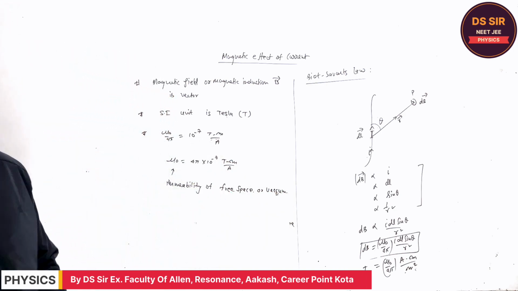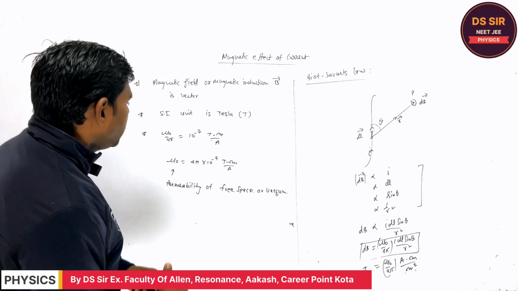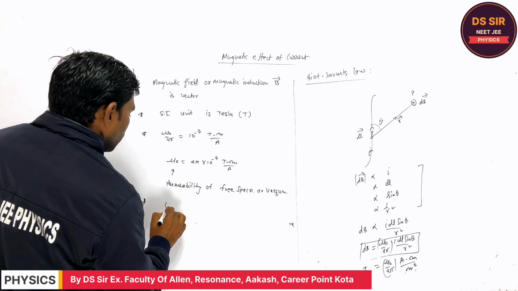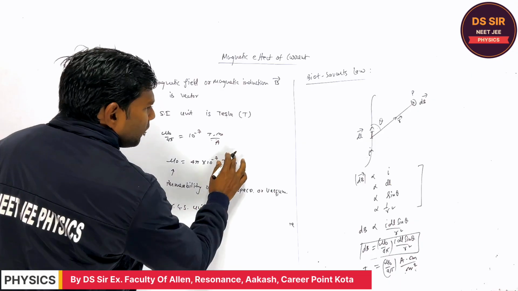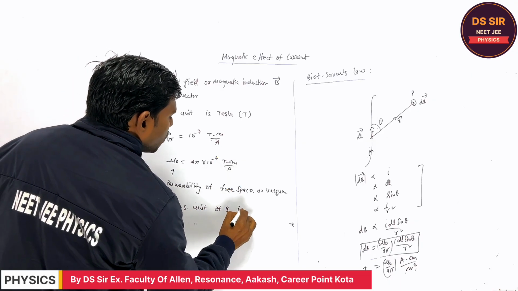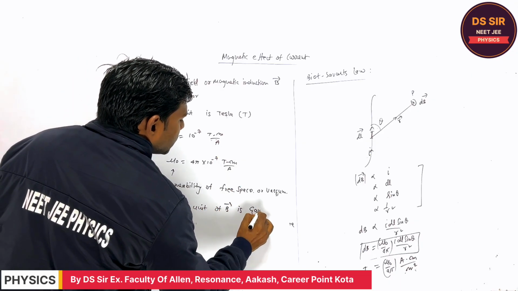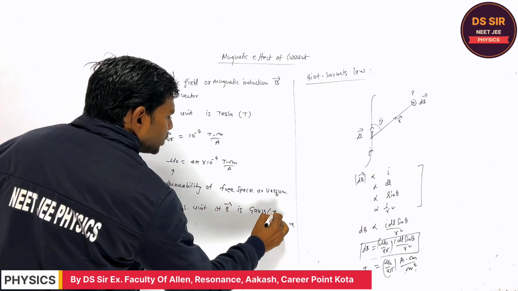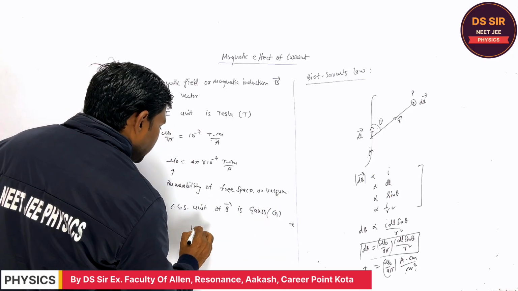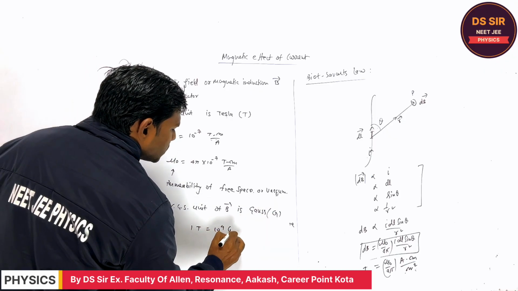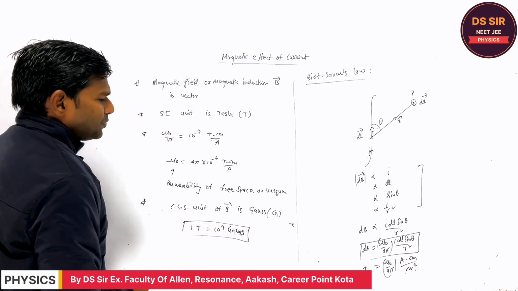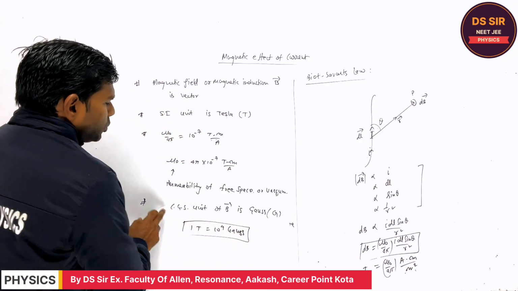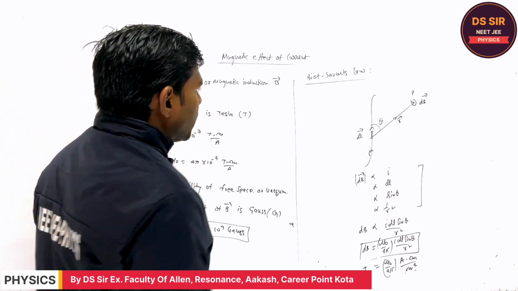Copy this. So one more thing, the CGS unit you can also write, right? The CGS unit of B is Gauss. And what is the relation with the Tesla? 1 Tesla is equal to 10 to the power 4 Gauss. I will explain how this comes. All right. So this is the CGS unit, right?